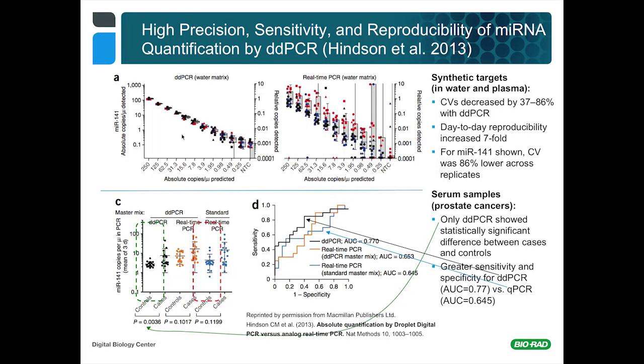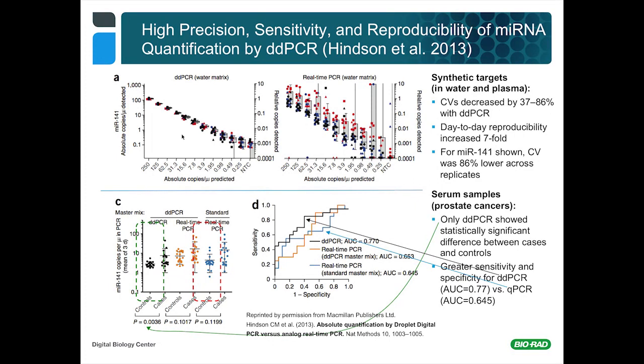After satisfying themselves that they had much greater data reproducibility, about a 7-fold increase, and a significant decrease in their CVs from about 37 to 86% with digital PCR, they applied this to some cancer samples shown in the lower part of the panel. These are prostate cancer samples where they have patient serum here. They're looking at cases and controls. And you can see on the left side of the graph that you've run these reactions both in digital PCR on the left and in real time on the right.